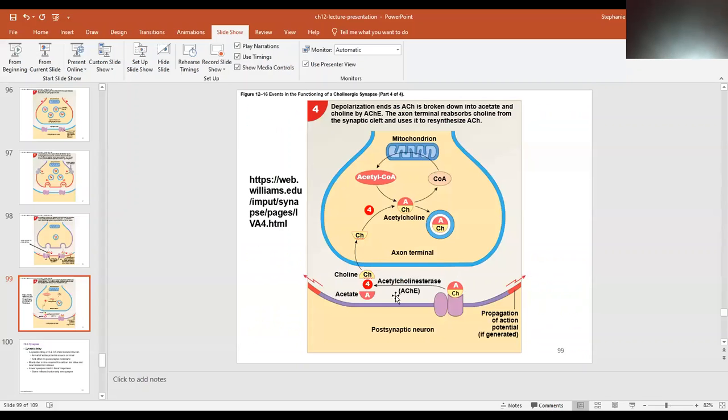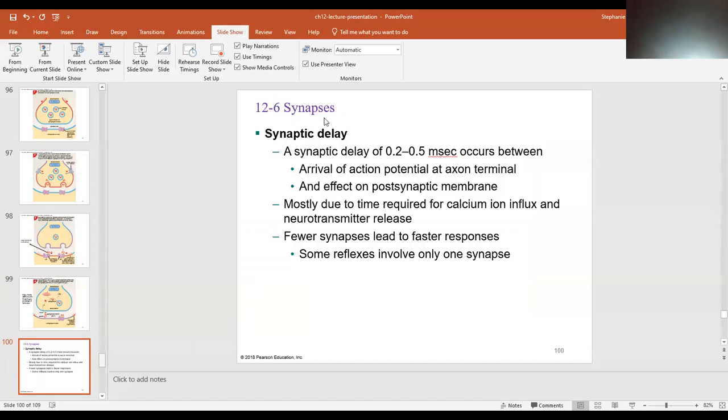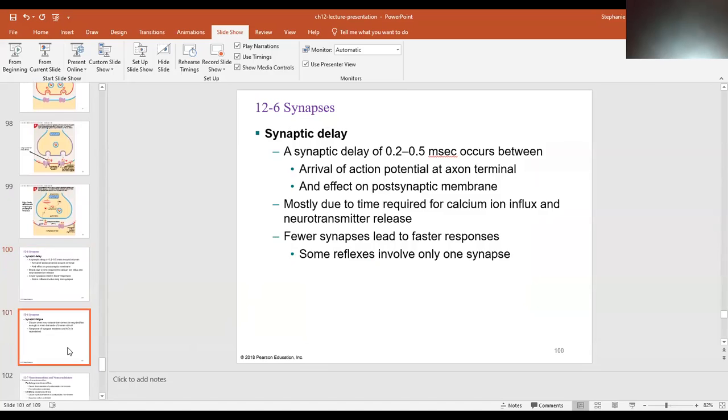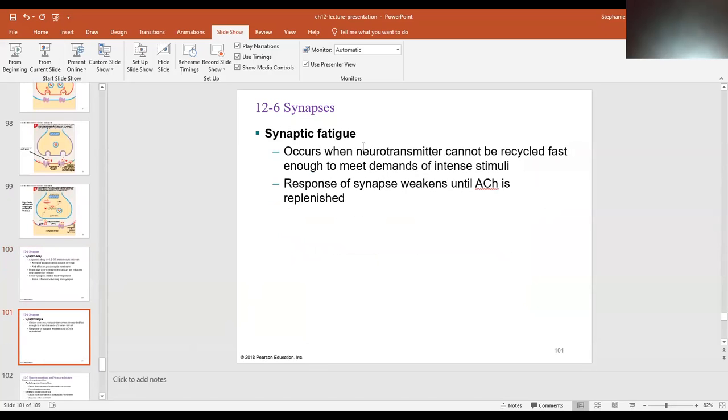Okay, so very important enzyme. We got to have it. We got to let it break down that acetylcholine so that our body works as it's supposed to. Now, there is such a thing called the synaptic delay. This is normal. This is basically the time that's needed for that calcium to come in its own voltage gated channel to signal the release of the neurotransmitter. Okay, so that's common. And then we also sometimes will have synaptic fatigue.